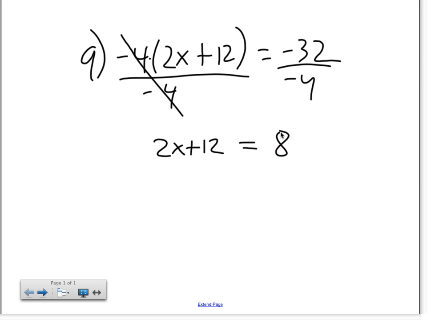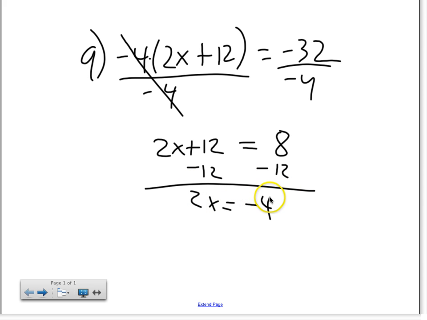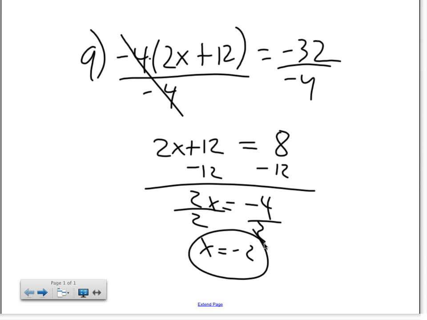And look, take the 12 over. I have 2x equals negative 4 divided by 2. X is negative 2. Same answer. See? For those who don't want to distribute, you can actually get rid of the number in front right away by dividing. Okay, question on that one?